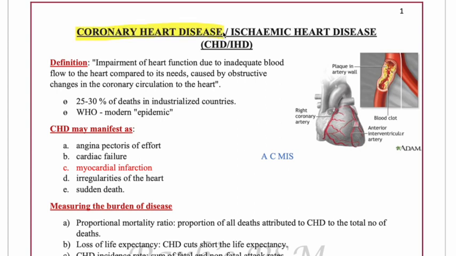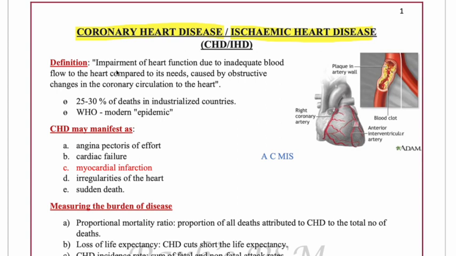It is one of the non-communicable diseases, that is, a disease that will not spread from one person to another. Coronary heart disease or CHD is also known as ischemic heart disease. And a definition is given for that.